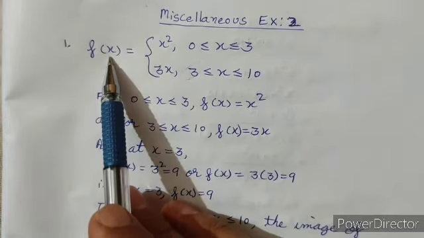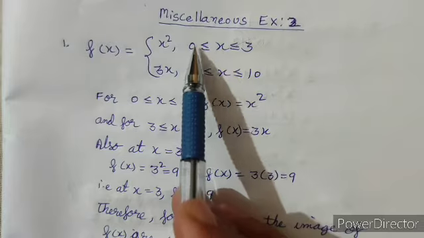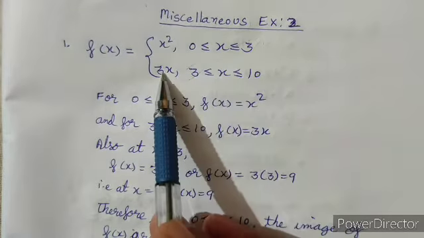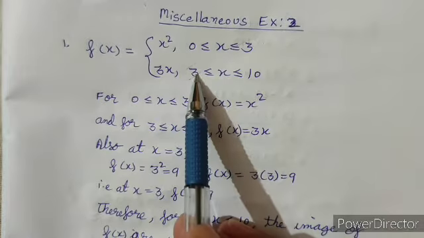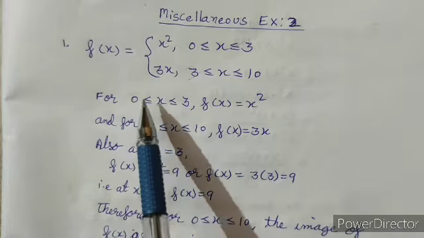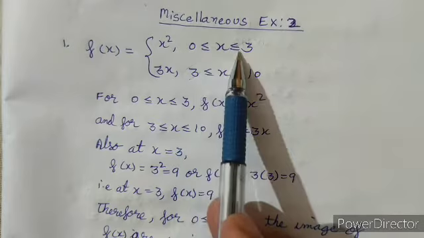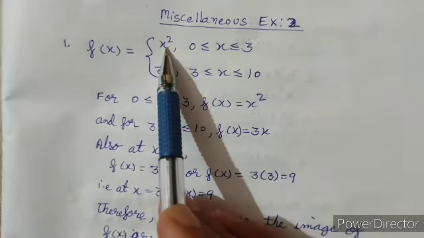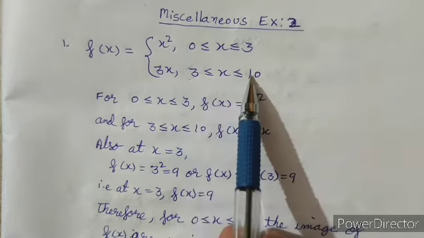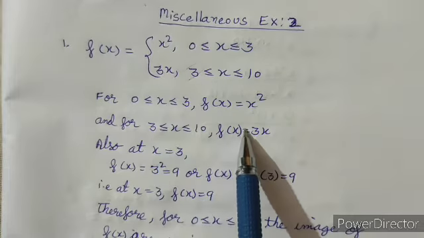Function f(x) is given to us as x² if x is greater than or equal to 0 and less than or equal to 3, and 3x if x is greater than or equal to 3 and less than or equal to 10. Now for x greater than or equal to 0 and less than or equal to 3, f(x) equals x², and for x greater than or equal to 3 and less than or equal to 10, f(x) equals 3x.